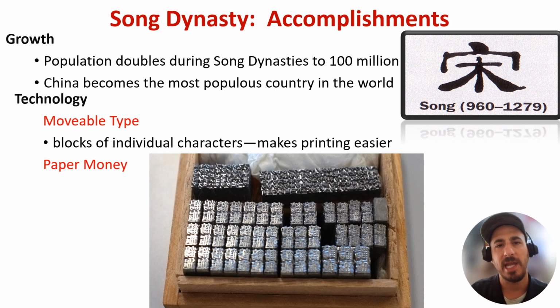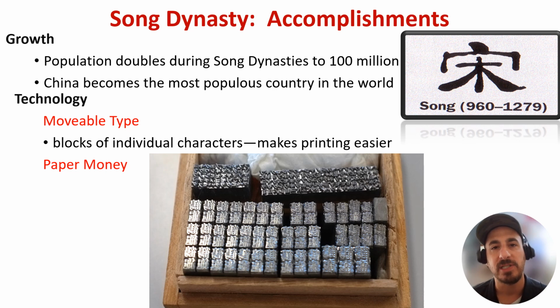So every time you ink them, you can press a page, move them again, and you can create a new page. This is a pretty big step forward, and it allows for more literature to be created, and more quickly. So you just put all your characters, ink it, make the page, move them, ink it, make a new page, and you can get through book creation much quicker.